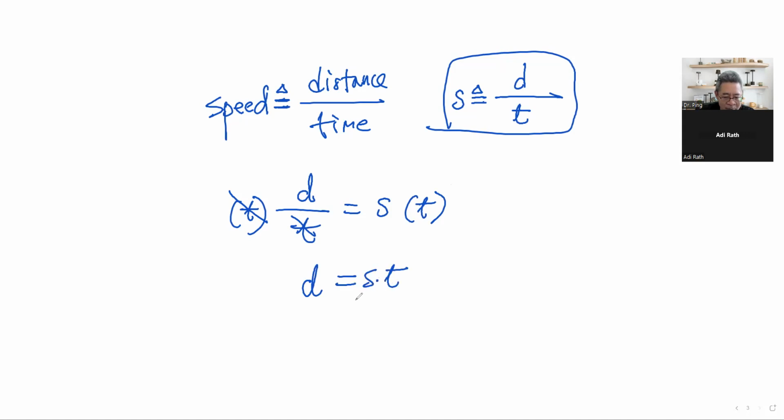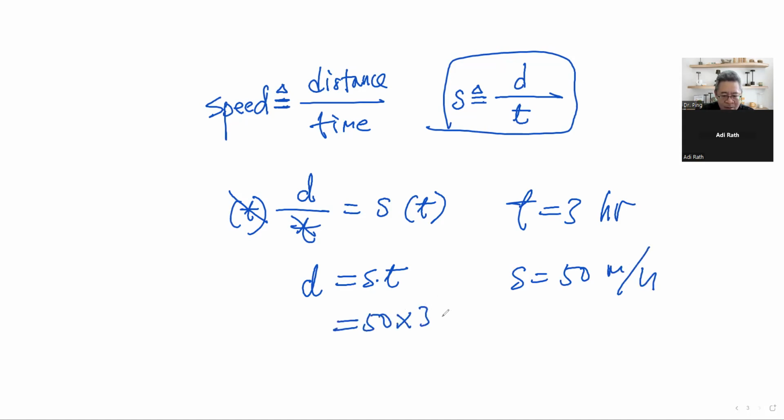So if we know the speed and the time, we can find the distance. If the time is 3 hours and the speed is 50 miles per hour, then we simply do 50 times 3, which is 150 miles. Yep, we good? Yeah. And now we got a new formula: distance equals speed times time.